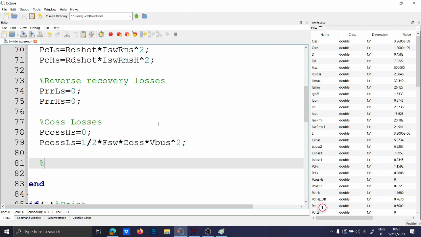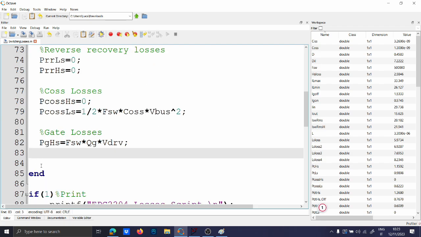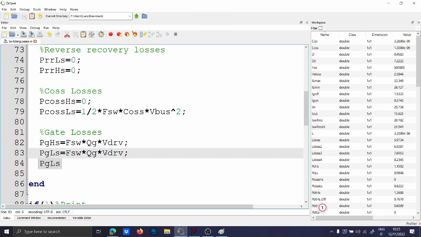Then we have the gate losses. The gate losses are given by the resistor, basically. So PG high side is equal to F switch times QG times V driver that we are using to drive the MOSFET. And the low side here is basically the same.